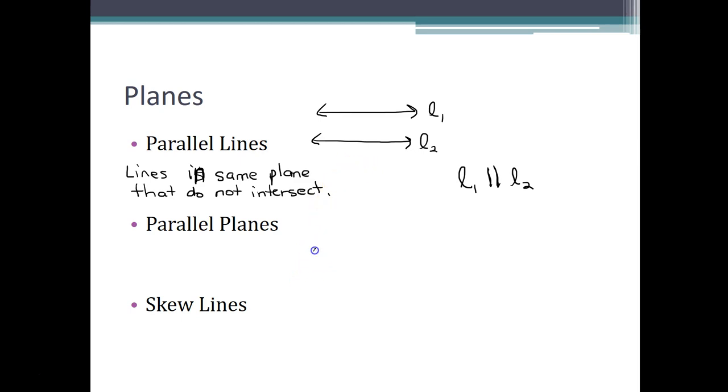Parallel planes, same kind of concept. Like if you picture a closed box, opposite sides of the box can be thought of as representations of parallel planes. So you got that, like the top and bottom there. They're planes that do not intersect in space. Then skew lines. Skew lines do not intersect, but they're lines in different planes that do not intersect.